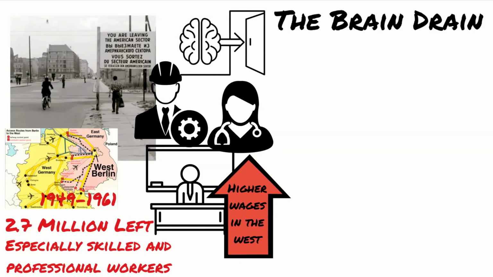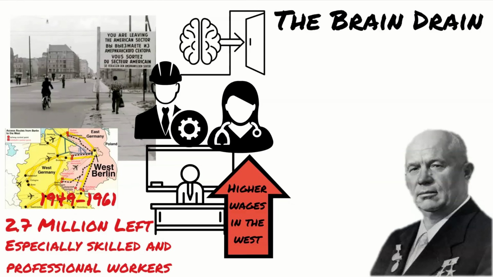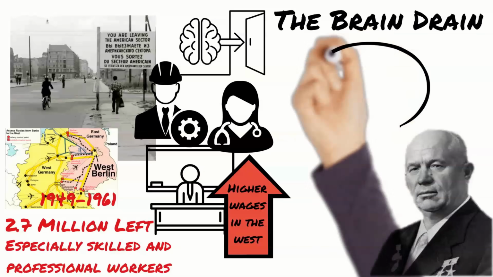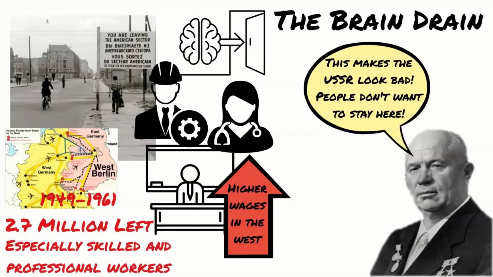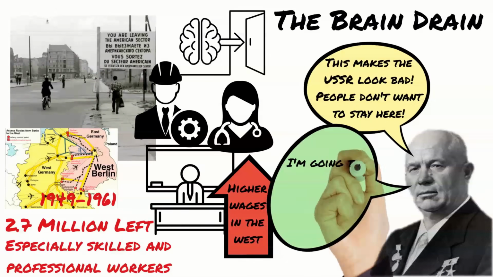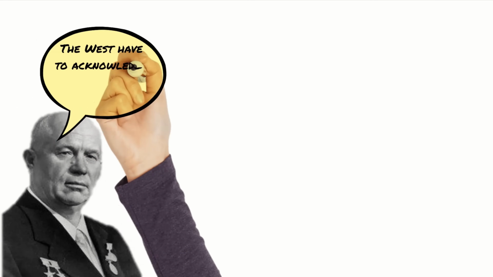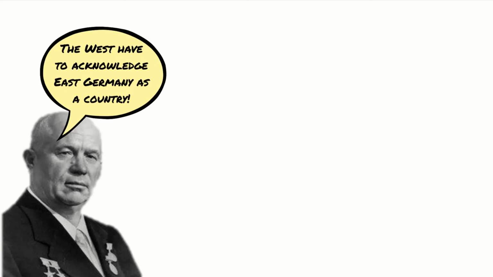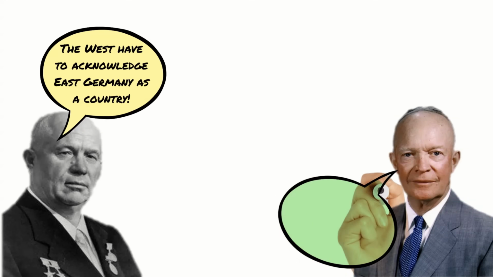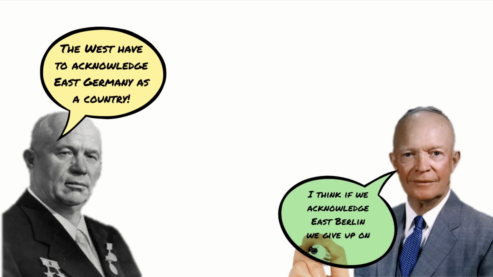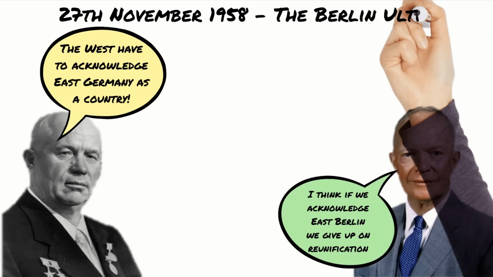The brain drain was a propaganda disaster for the USSR. All the world could see that people, especially educated people, preferred the West to the East. Khrushchev decided the solution was to make West Berlin part of East Germany, thereby shutting down the route to the West and stopping the flood of people. Khrushchev's first step was to demand that the West recognise the existence of East Germany. The Western countries had refused to accept that Germany could not be reunited, but Khrushchev wanted to force them to accept the permanent division. Then, on the 27th of November 1958, Khrushchev issued his ultimatum.